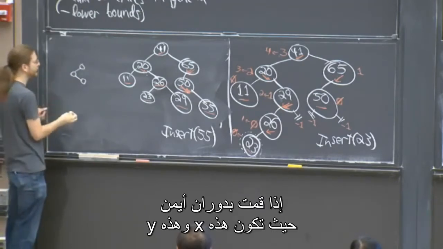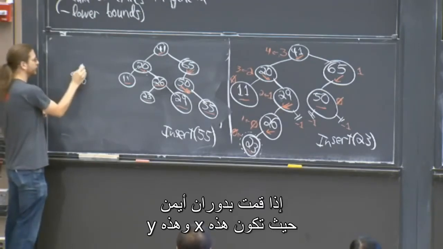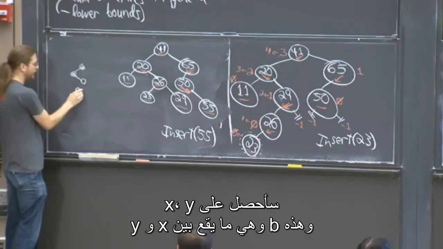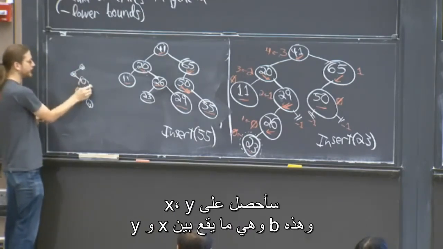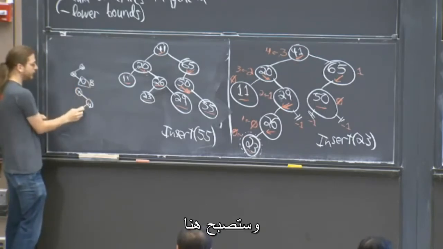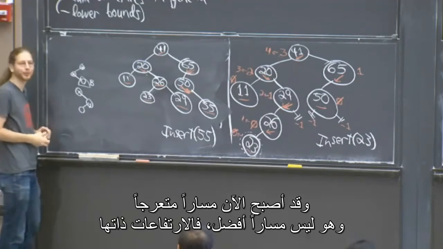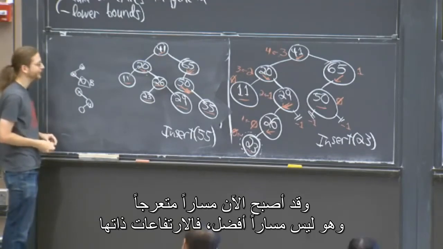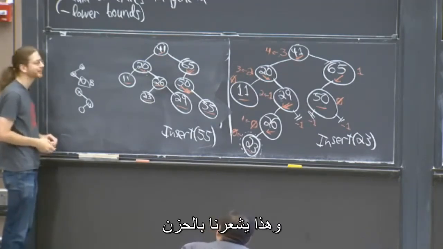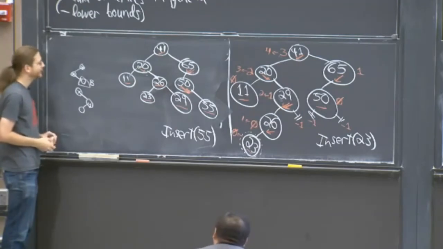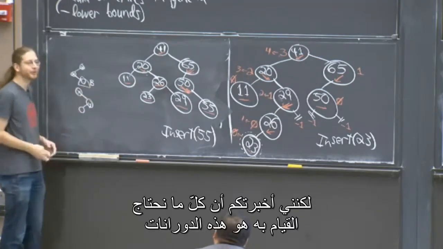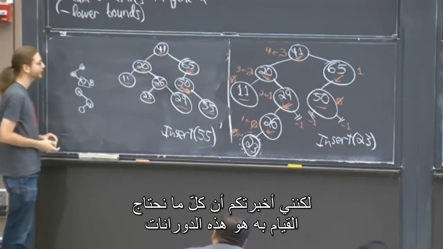If I do a right rotation, where this is x and this is y, what I'll get is x, y, and then this is b. This is what's in between x and y. And so it'll go here. And now it's a zag-zig path, which is no better. The height's the same. And we're sad. I told you, though, that somehow rotations are all we need to do.